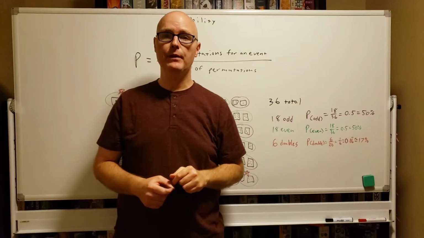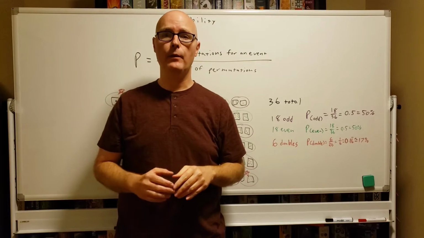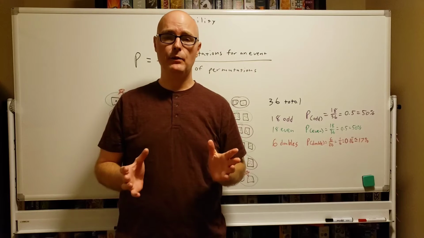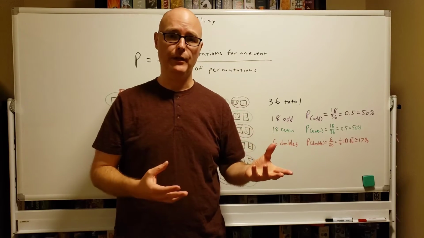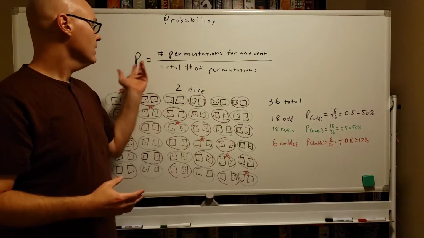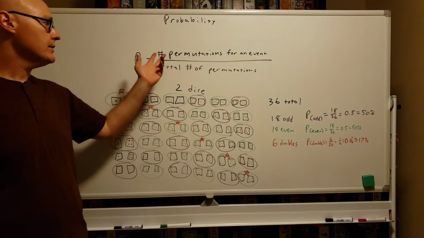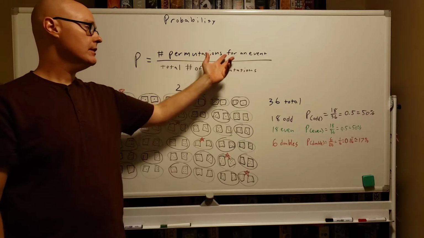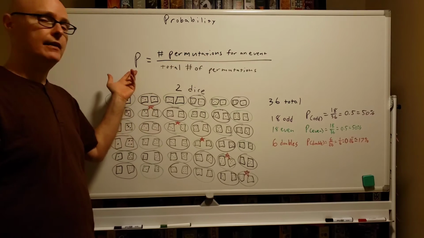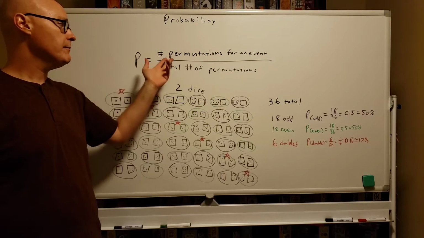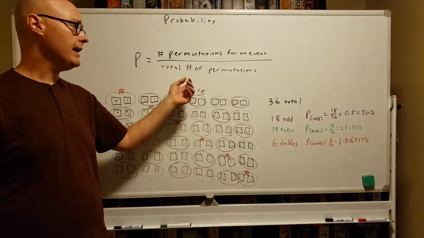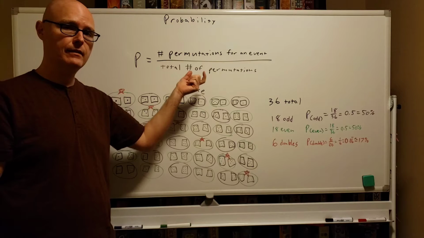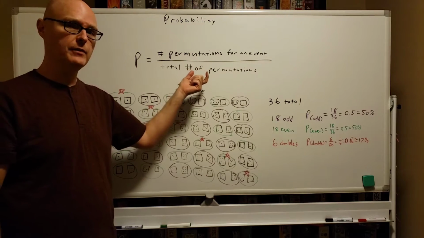Today we're going to talk about probabilities. Probability is how we mathematically describe a likelihood that something will occur. A probability is the number of permutations for an event that this is the probability of, divided by the total number of permutations. A permutation is a unique set of possible outcomes.